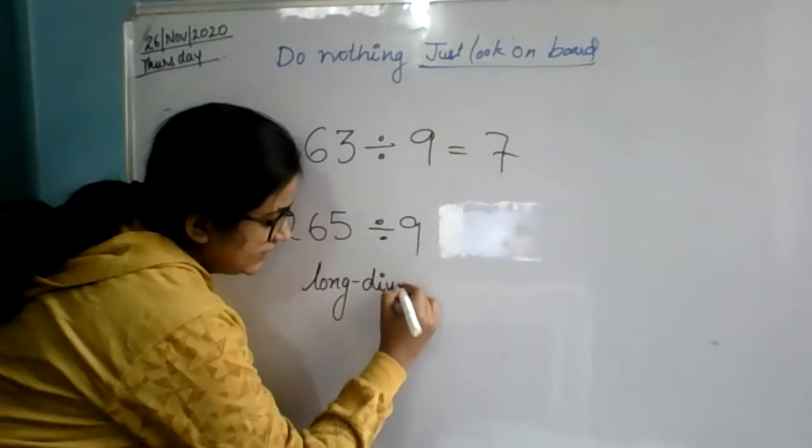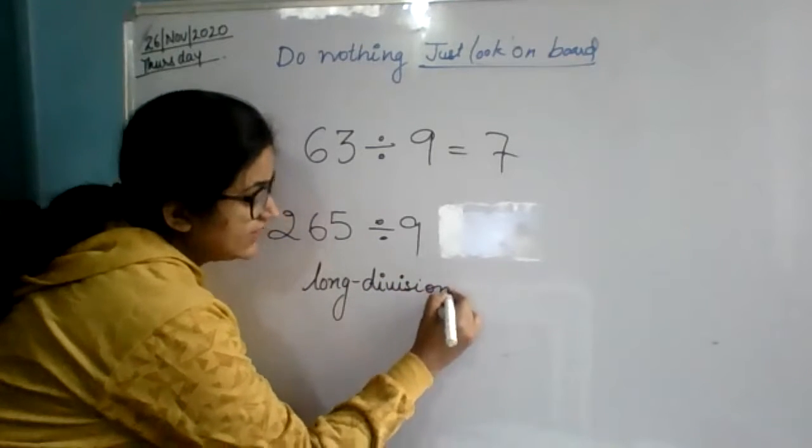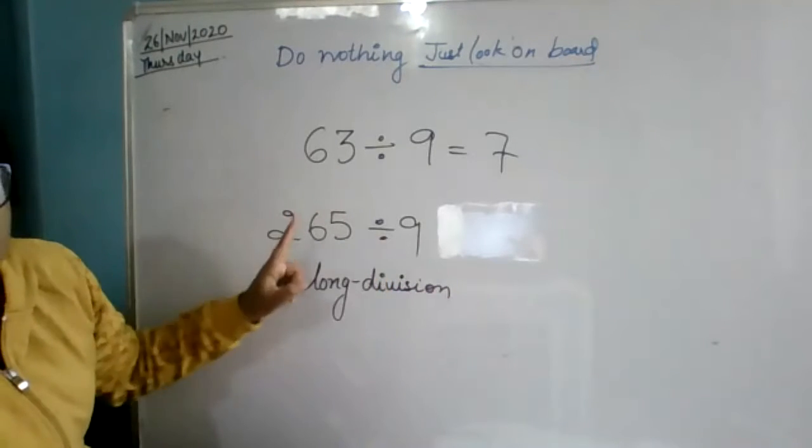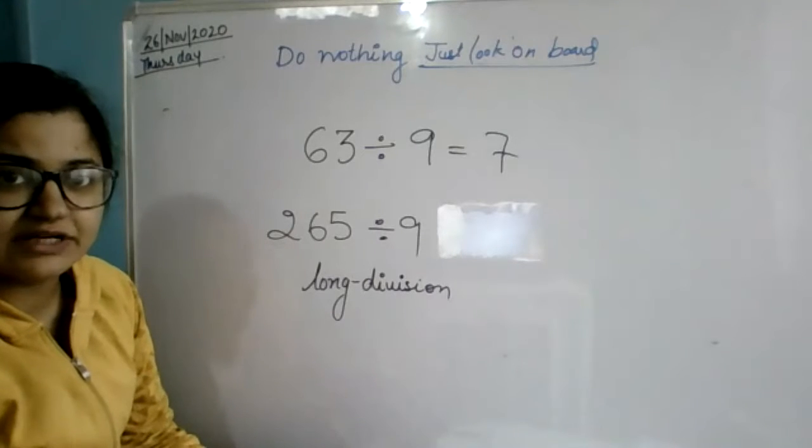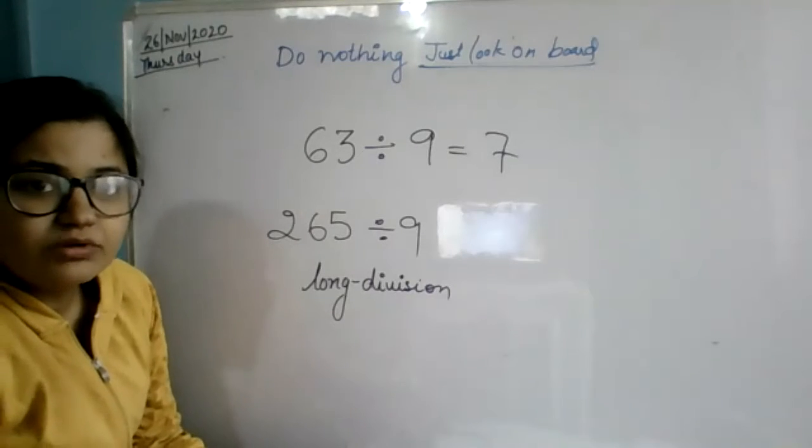If there is a big number and you don't know the table of that number up to that number, you can't read the table of 9 so far that 265 comes. You don't know the table of 9 after 90. You only know 9 times 10 is 90, and beyond that you don't know. So what are you going to do?